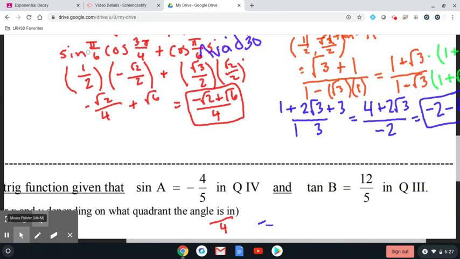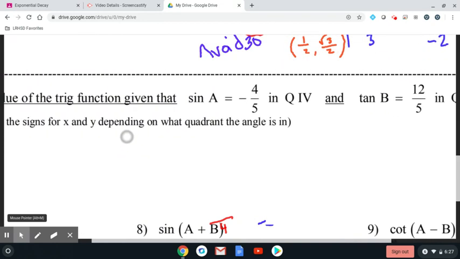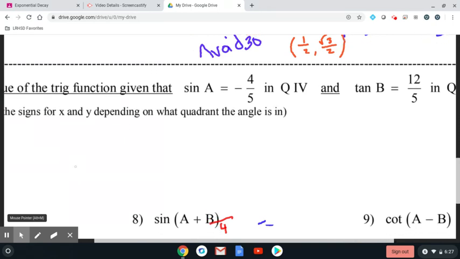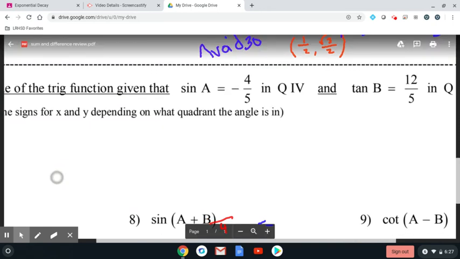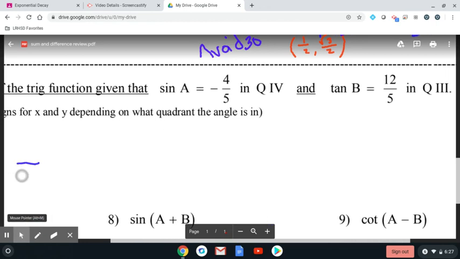Okay, so for the last couple that we have to do, we have to evaluate the following given some important information to start. We're given that sine A is equal to negative 4/5 in quadrant number 4, and that tangent B is equal to 12/5 in quadrant number 3.